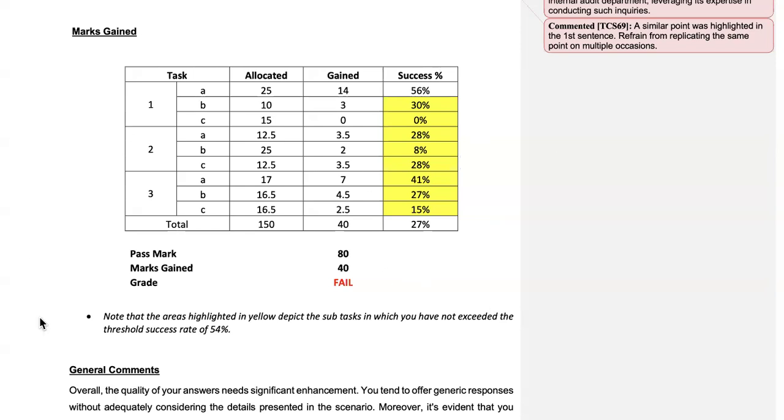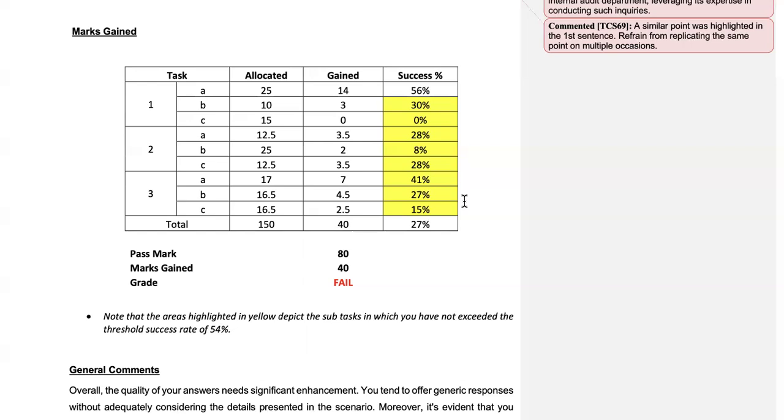So if you look at this student's performance, this individual has only gained 40 marks. That's exactly what you can see. That's exactly why you can see that out of all the subtasks, almost all, the success rate is below par.